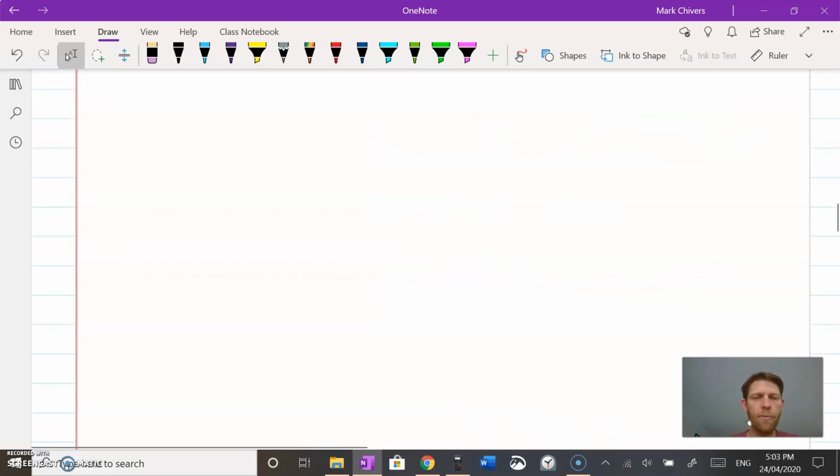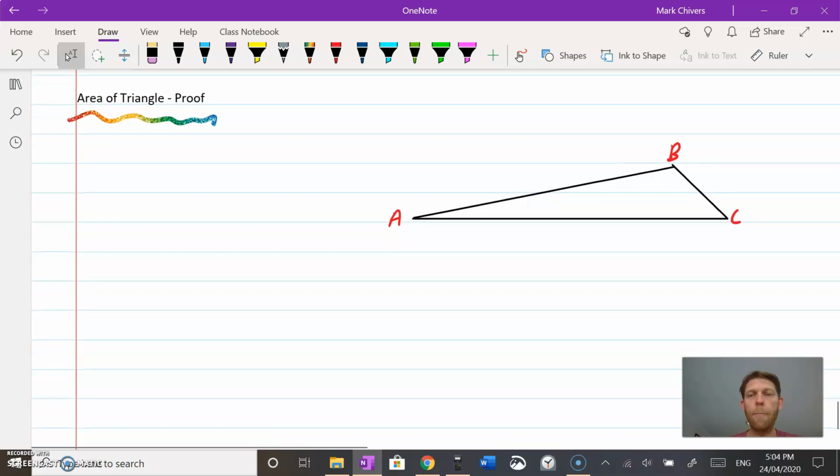So if we go right down to the bottom here on OneNote, I've got a little proof section set up. Much like the other example, we just start with a triangle ABC. And of course, that means that this side here can be represented as a little a. This side at the bottom here can be represented as little b because it's opposite angle B. And this is little c because it's opposite angle C.